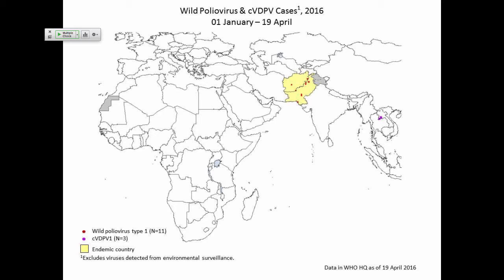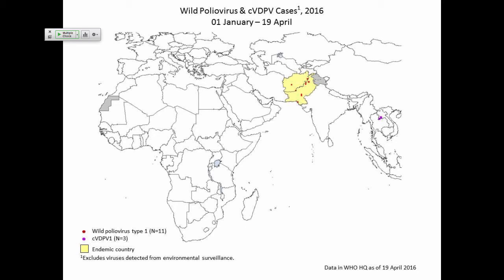And then there are a couple of other things that I wanted to mention. You may notice these purple dots over here in also rather remote regions of Thailand and Laos. These are what are called VDPV. What the heck is that?